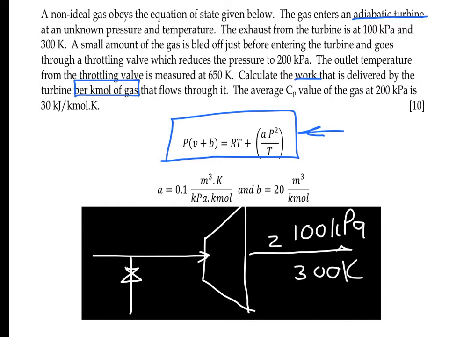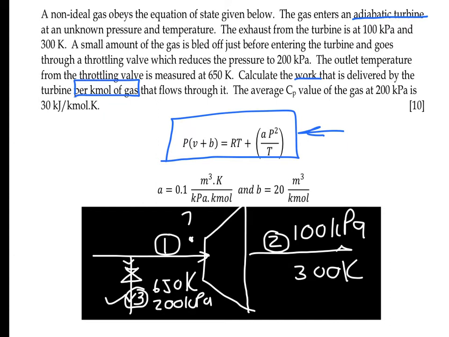Let's call this state 2. The inlet conditions are not specified. However, we are told that a small amount of gas is bled off through a throttling valve just before the inlet to the turbine, and the state of the gas at the outlet of this throttling valve, let's call it state 3, is measured, and this is at 650 Kelvin and 200 kilopascals. So this state is fully specified. State 2 is fully specified, but we do not know the state of the gas at the inlet of the turbine.